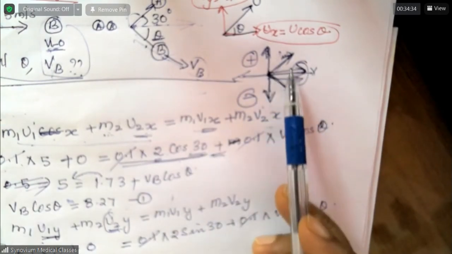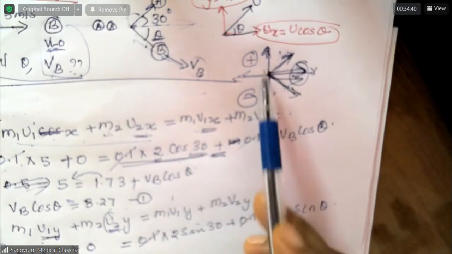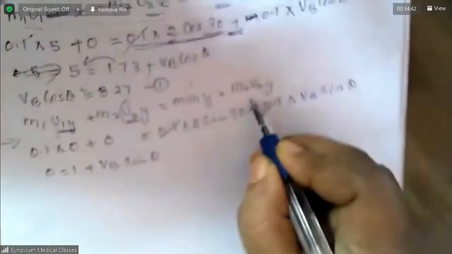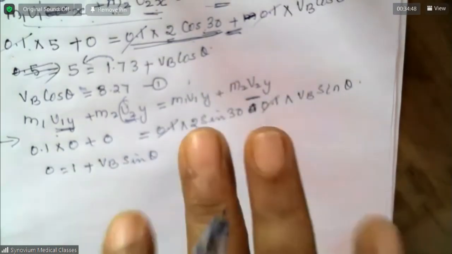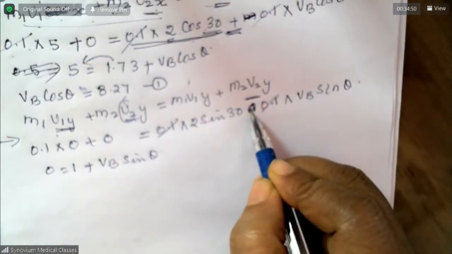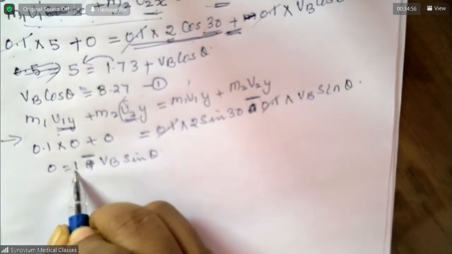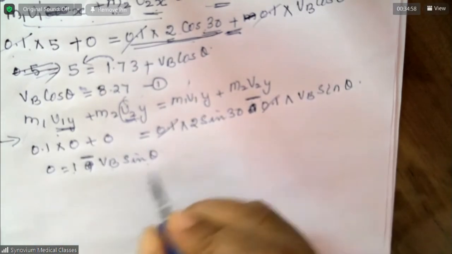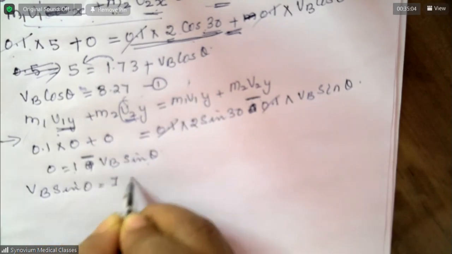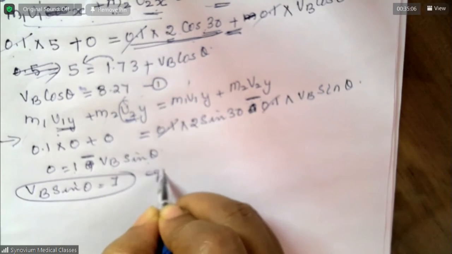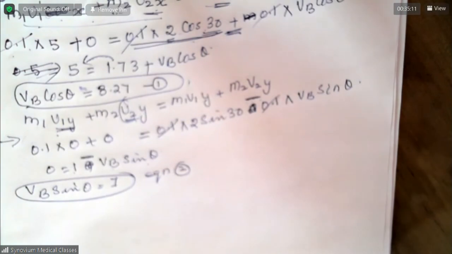The cos component, or the horizontal component, is in the same direction, therefore we added here. They are in the opposite direction, therefore you have to put a minus sign here. Momentum is a vector, so wherever the directions are opposite, make sure that you put minus. So this will be 1 minus VB is equal to 0. Therefore, VB sine theta is equal to 1. This is equation 2. This was equation 1. Now what to do?